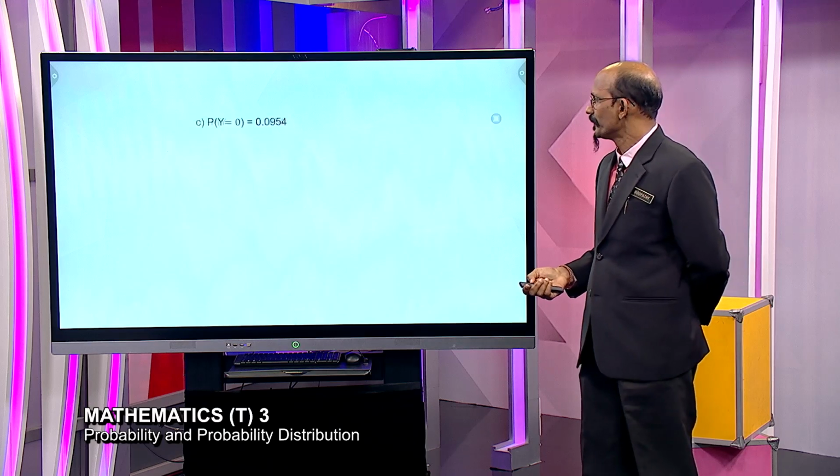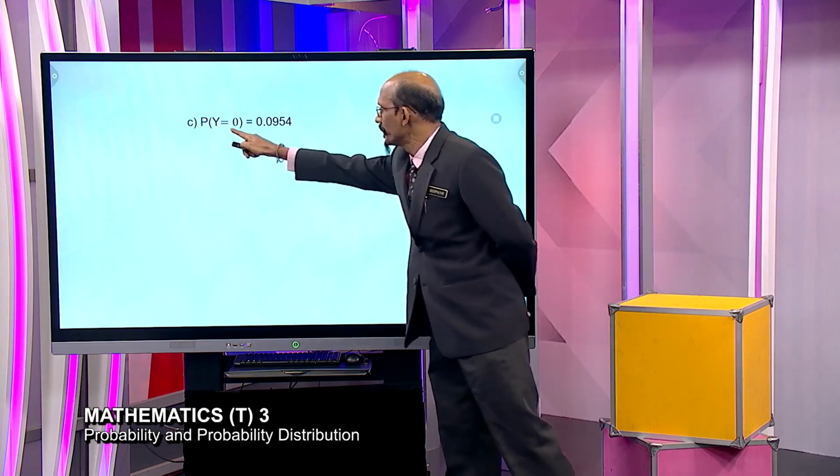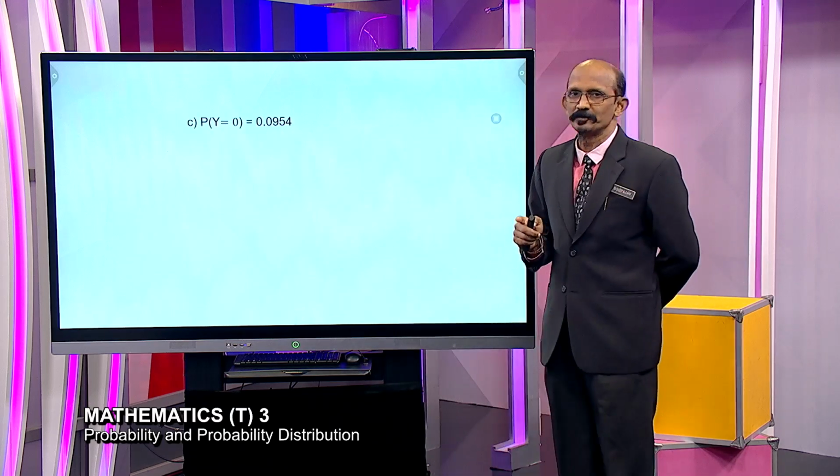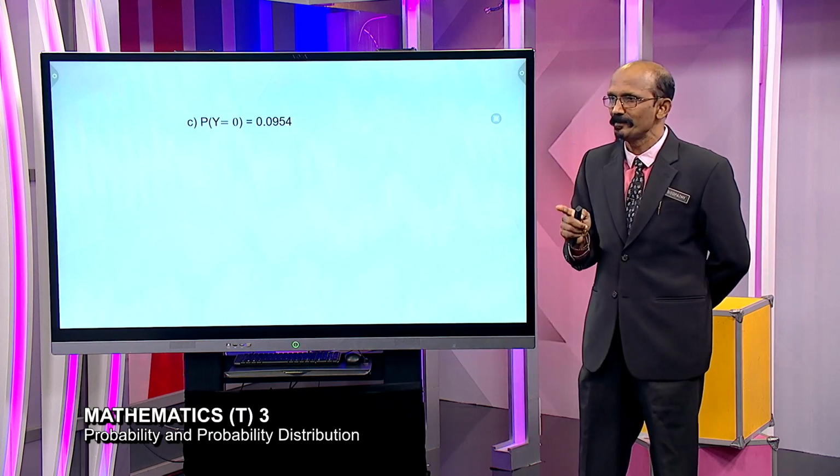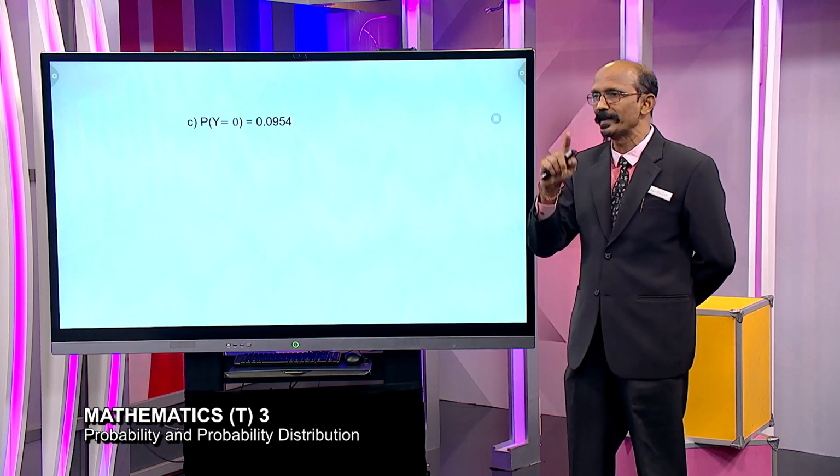Then part C. In part C, they give you this one. They ask you to find the parameter, but students should understand what parameter means, because this is Poisson, you need to find lambda.